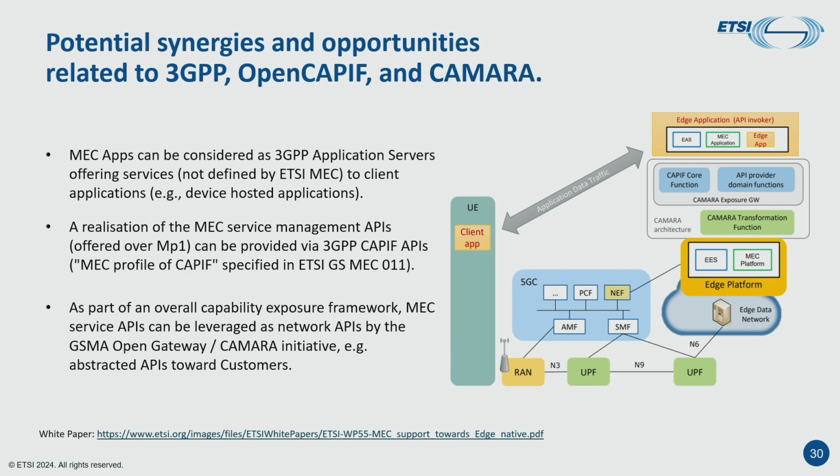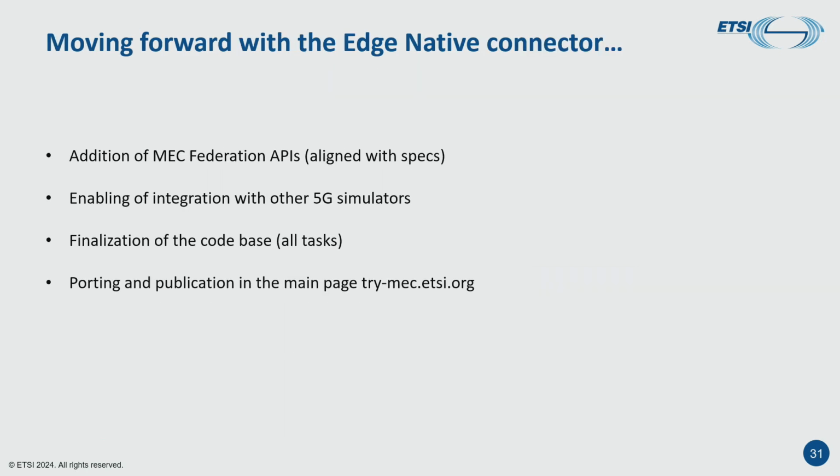On the lower part, you have the Edge platform in the flavor of EES or MEC platform, but in any case, it's a platform. Then you have potentially a transformation function, which may or may not be transparent, if you need any abstraction. And then, of course, you have the CAPIF core function and the CAPIF exposure gateway functionality. And then the application developer can be on top, consuming APIs as an API invoker. This is just an example. You can see a white paper describing this concept in more detail.